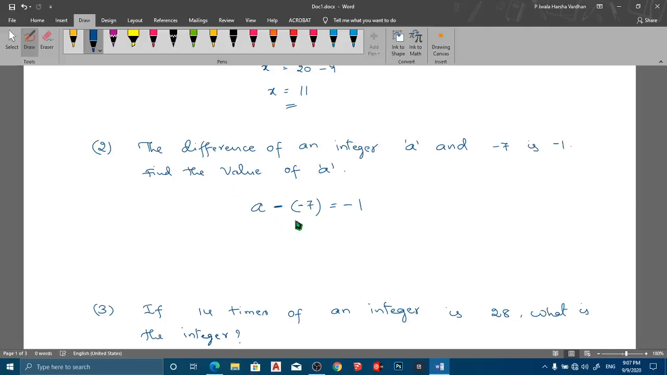So this is also an equation. This is the application of equations here. Now, to find out this value, first you convert this: minus into minus, plus 7 is equal to minus 1.